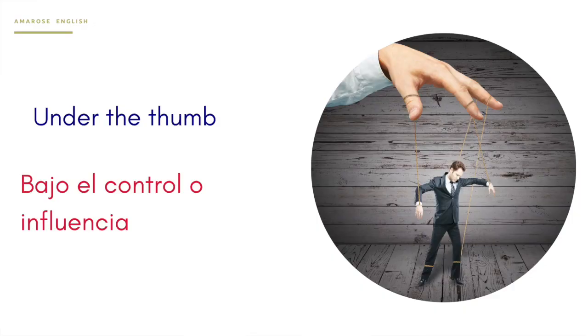Okay, and those were our phrasal verbs. So now let's go on to our expressions, and we're going to look at 3 expressions. So let's start. The first one is "under the thumb". And if somebody is under the thumb, it means that son bajo el control o influencia de alguien o algo. Yeah, well, normalmente alguien. So to be under the thumb.